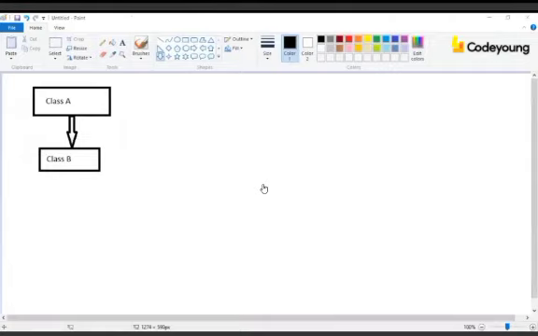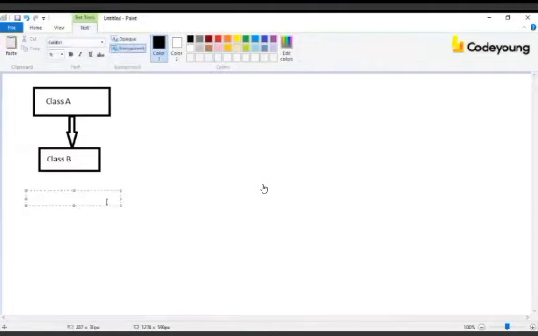And this does not mean that B will not have its own properties, okay? A and B will have their own properties. And along with these properties, I can also access A's properties, okay? That's what it means by inheritance, right? Able to understand this, right? This kind of inheritance is known as single inheritance. Okay, so we call this single inheritance.